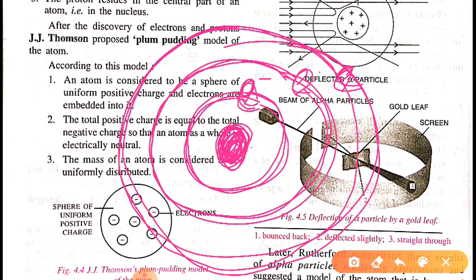But there is a drawback. Why is there a drawback? Because this Rutherford atomic model does not describe the stability. How? We will learn that.